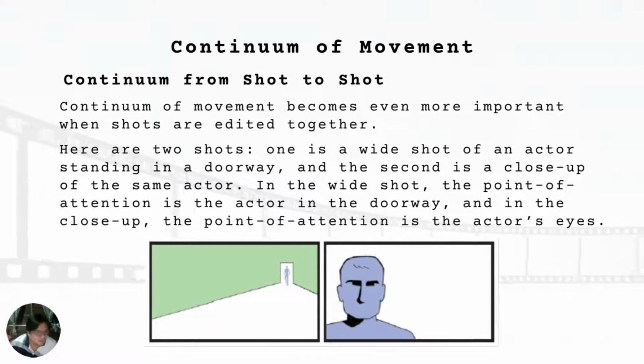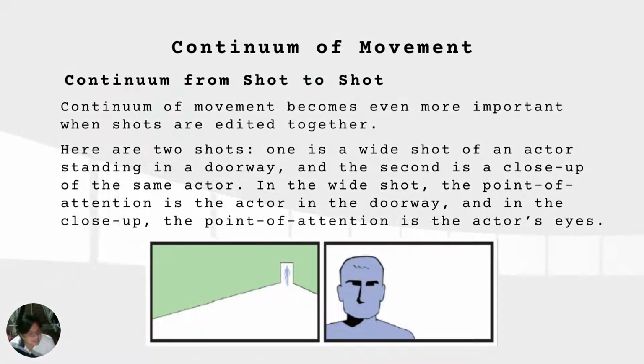Continuum of movement becomes even more important when the shots are edited together. Now, here are the two shots that I want you to imagine. One shot is a wide shot of an actor standing in a doorway. And the second shot, then cut to, a close-up of the same actor.